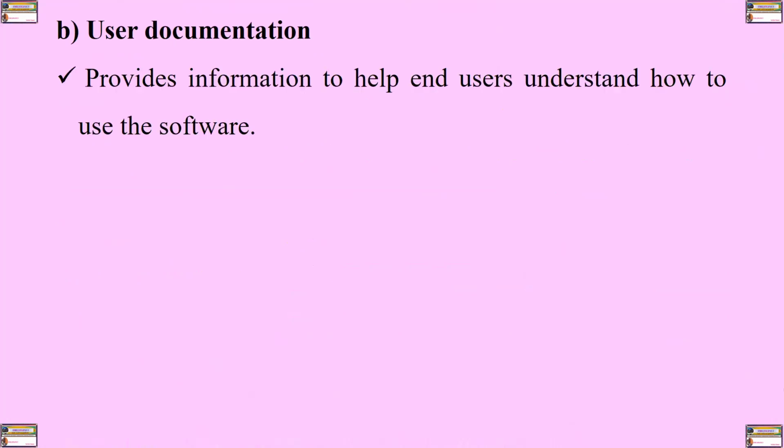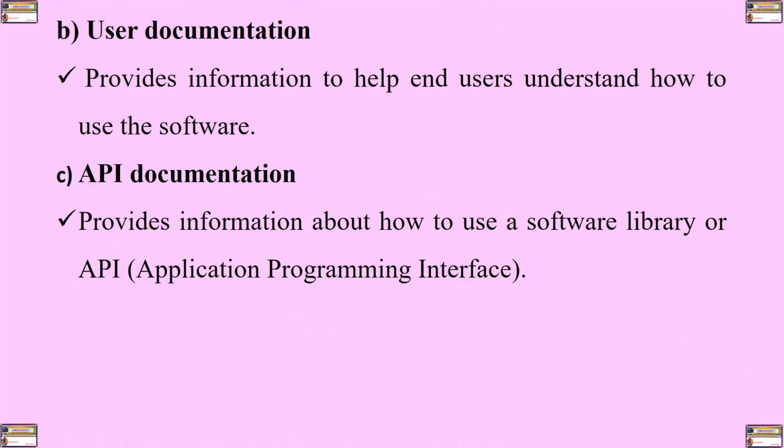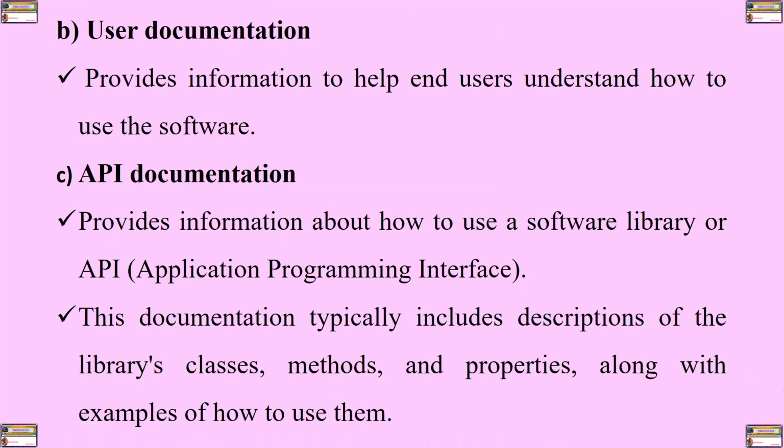The second type is user documentation. It provides information to help end users understand how to use the software. The third one is API documentation. It provides information about how to use a software library or application programming interface. This documentation typically includes descriptions of libraries, classes, methods, and properties, along with examples of how to use them.